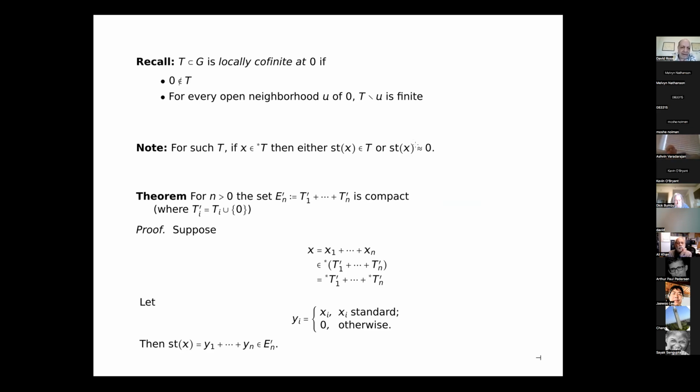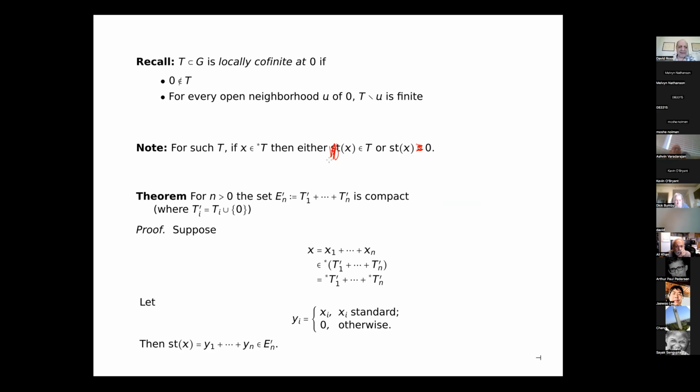Should be an equals. You're not using the concept of infinitesimal in this setting? Well, I sort of am. I could say if X is in star T, then either X is in T, or the standard part of X is 0, which is the same as saying X is infinitesimally close to 0. I typed this up, and I think I had both ways of writing it in my head, and I just mixed and matched.